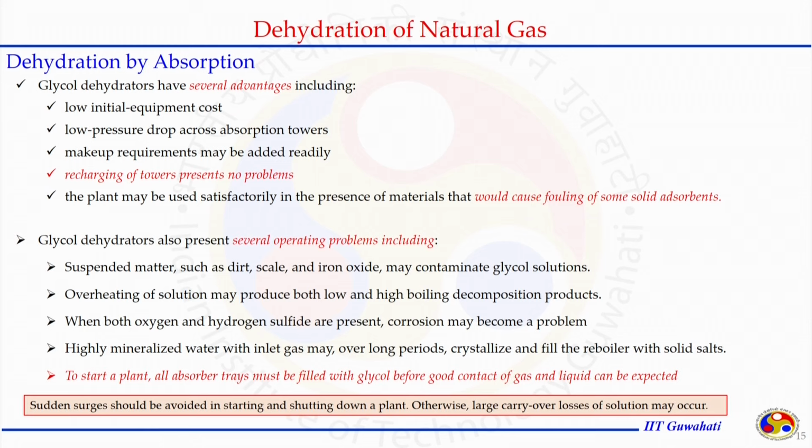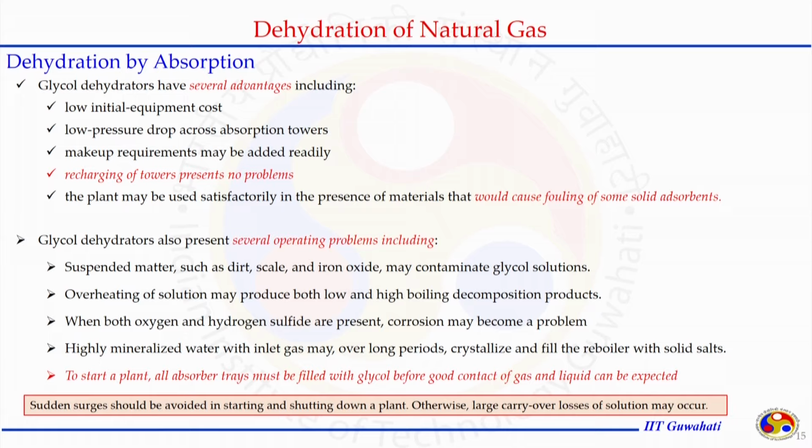To start a plant, all trays must be filled with glycol before good contact of gas and liquid can be expected. So, this is the operation problem that happens with any type of gas liquid contact in a tray or packed column or packed tower. That will also be the case in the dehydration absorption process. Sudden surges should be avoided, as mentioned in the adsorption process also, in starting and shutting down a plant. Otherwise, large carryover losses of solution may occur during the process.